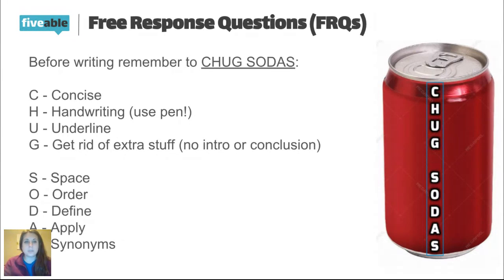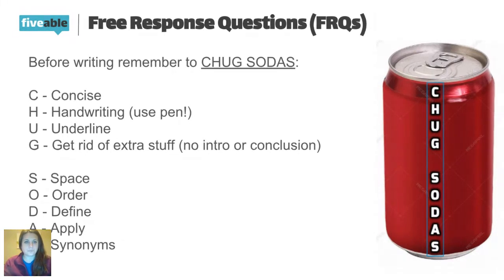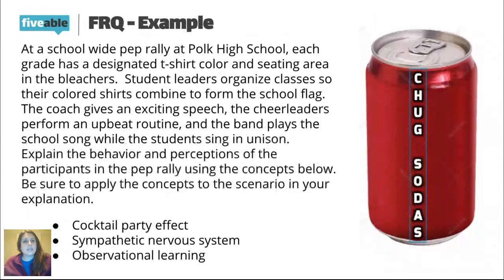So our prompt for today is: at a school-wide pep rally at Polk High School, each grade has a designated t-shirt color and seating area in the bleachers. Student leaders organize classes so their colored shirts combine to form the school flag. The coach gives an exciting speech. The cheerleaders perform an upbeat routine, and the band plays the school song while the students sing in unison.